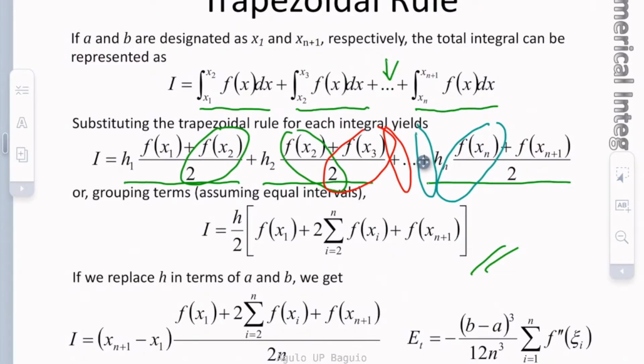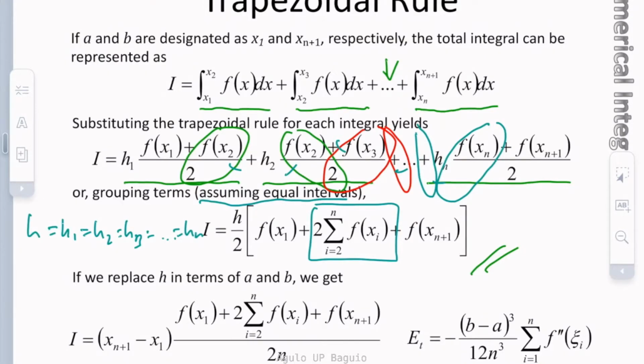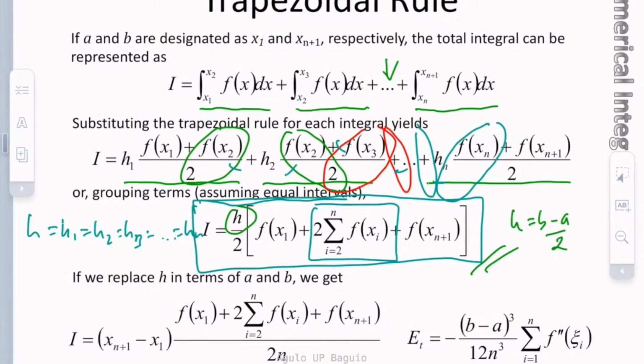These terms that I've shown with colors correspond to this term. What about the h1, h2, h3 up to h sub n? Again, we assume equal intervals, which means that h1 is equal to h2 is equal to h3 equal to h sub n, and they're all equal to h. That's how this equation was derived. If we replace h in terms of a and b, we get the following expression. So this should be b minus a.